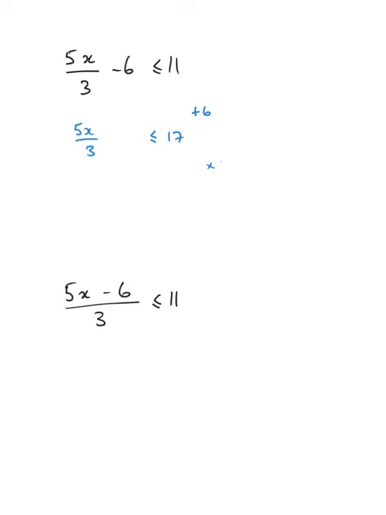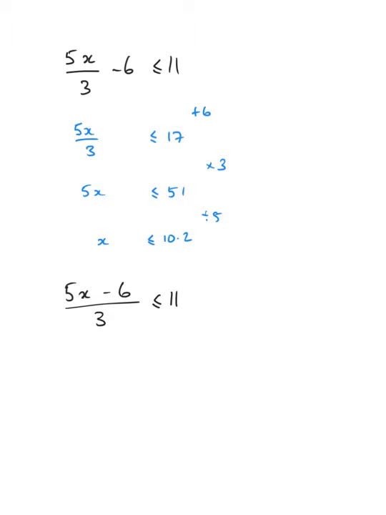Then I want to multiply by 3 because that divide is now affecting the whole left-hand side. So I'll get 5x is less than or equal to 51. Then divide by 5 to get x is less than or equal to 10.2.